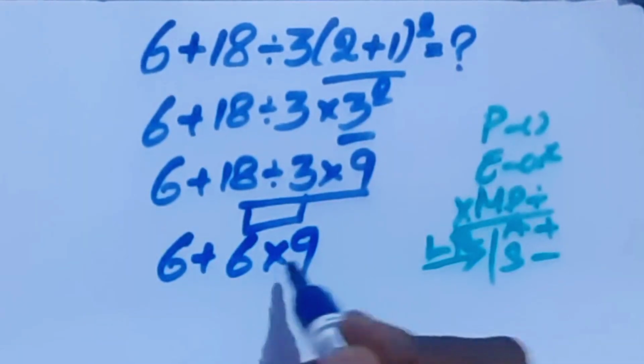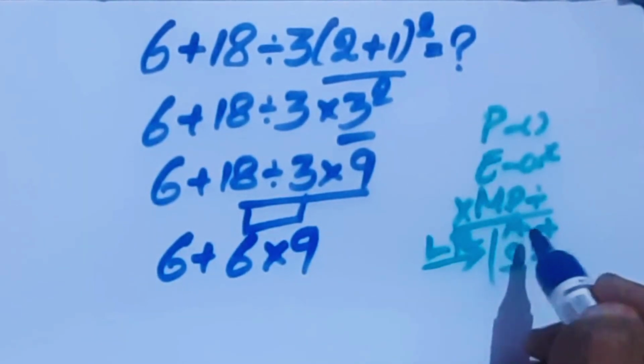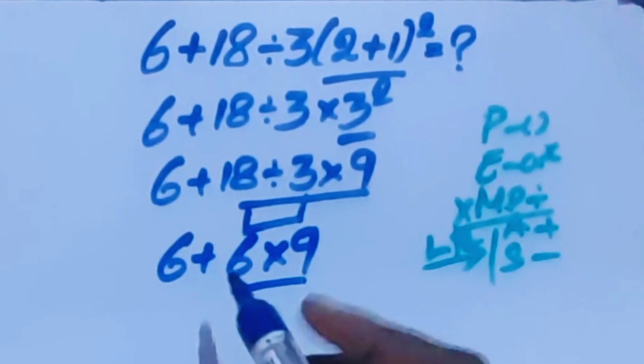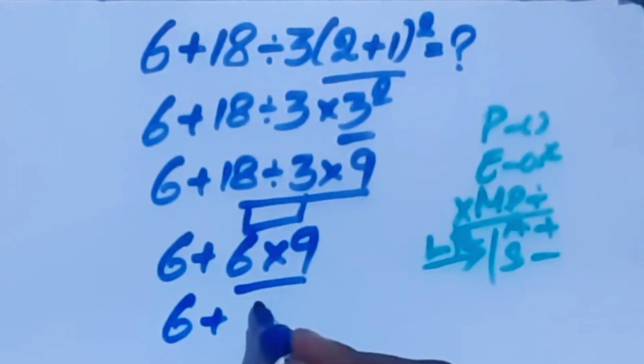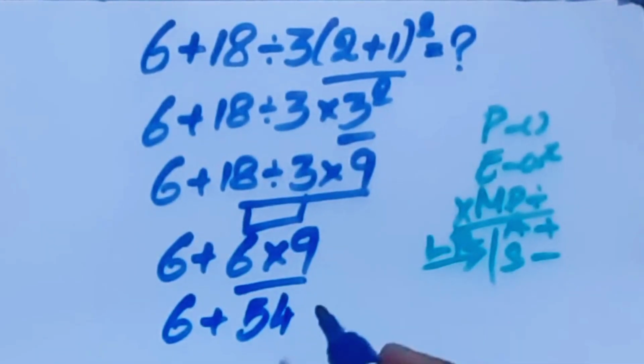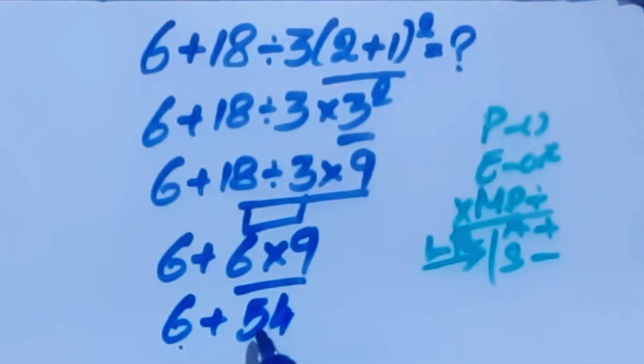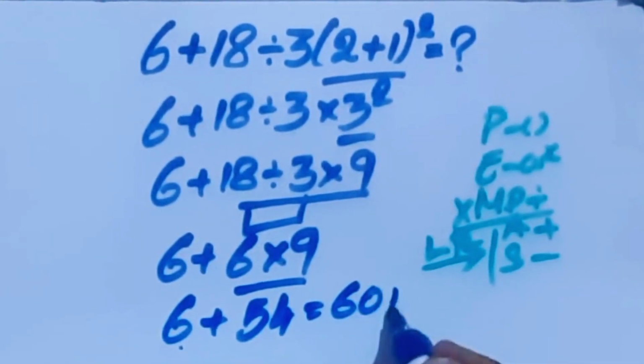Here we have addition and multiplication. Multiplication is higher priority than addition, so we have to do this multiplication before the addition. Here 6 plus 6 times 9 is 6 plus 54. Here 6 plus 54 is 60, which is the correct answer.